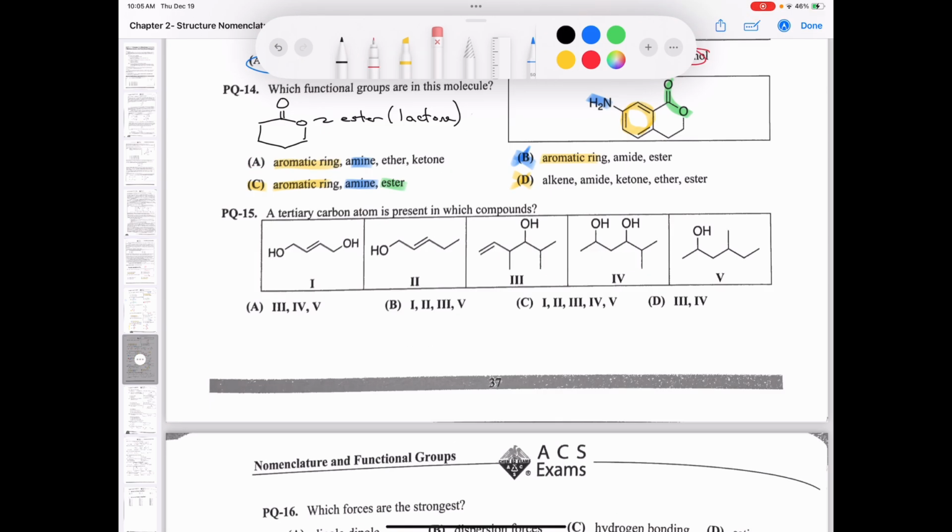All right, question 15. A tertiary carbon atom is present in which compounds? All right, so we know that when we're looking at a tertiary carbon, it's going to have 3 bonds to carbon and then a bond to hydrogen. Sometimes we call these methynes when we're talking about a CH in proton NMR. Anyhow, you can see that we don't have any in 1, we don't have any in 2, in 3 we have one here and here, in 4 we have one here, and in 5 we have one here, so the answer is going to be 3, 4, and 5.